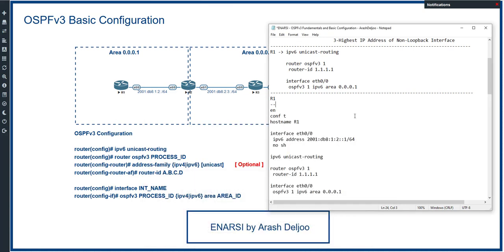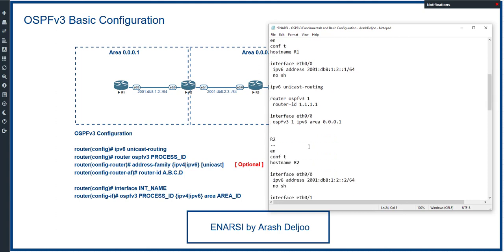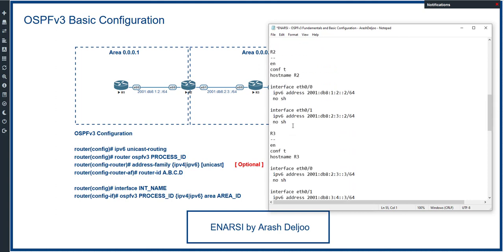Now, let me configure router 2. This is router 2. I'm going to configure only OSPF. Here we can use ipv6 unicast-routing. You know that router 2 is an ABR, the same concept. After that, here we can configure the router OSPFv3, for example, 1. Here we can use the router ID as quad 2.